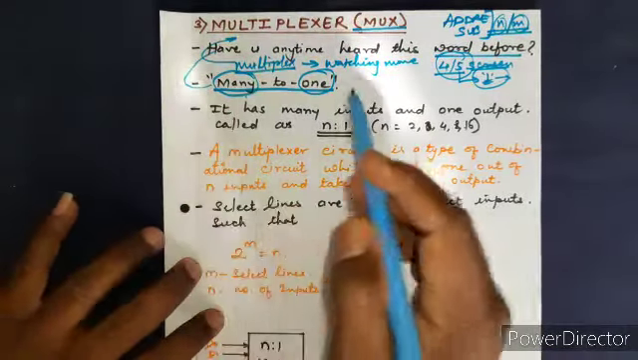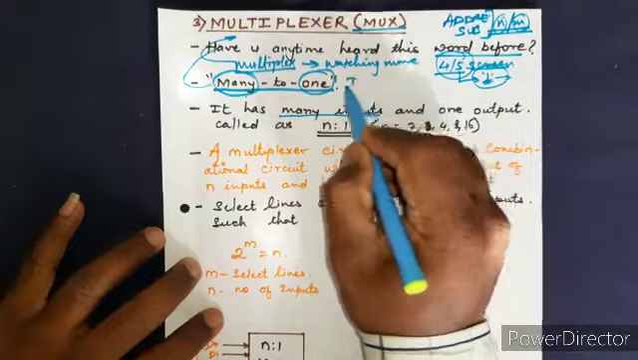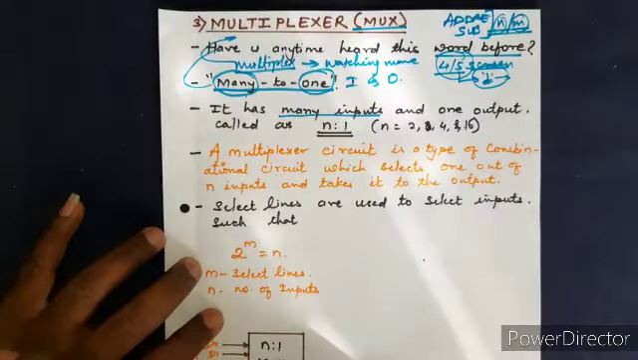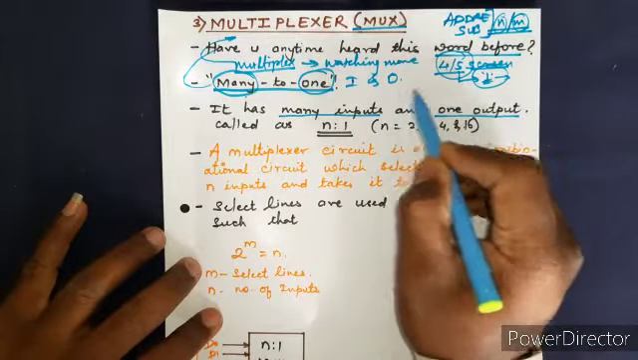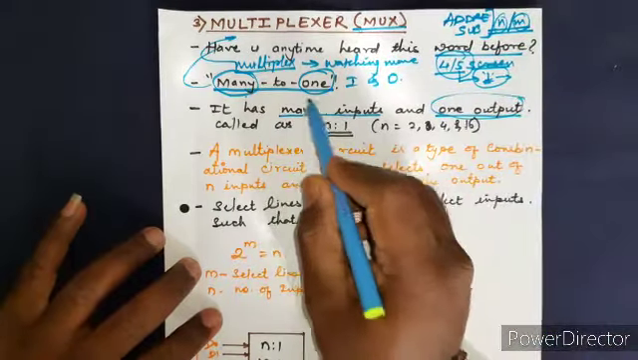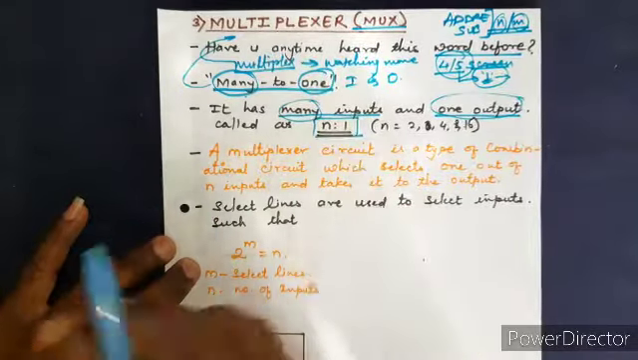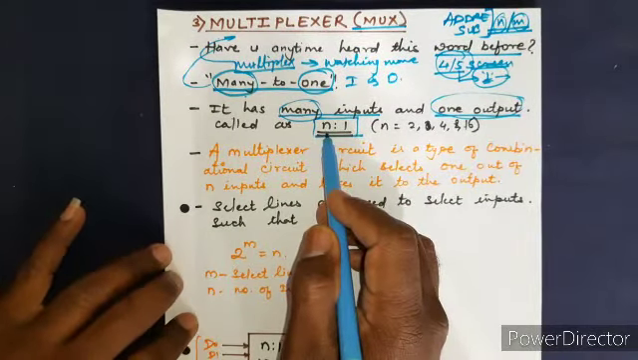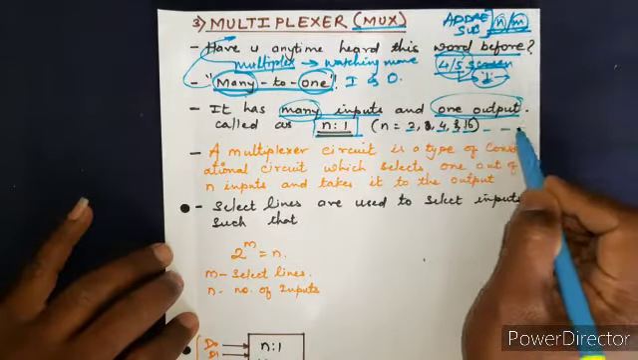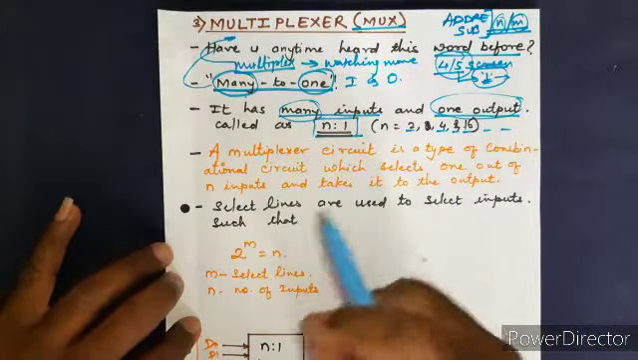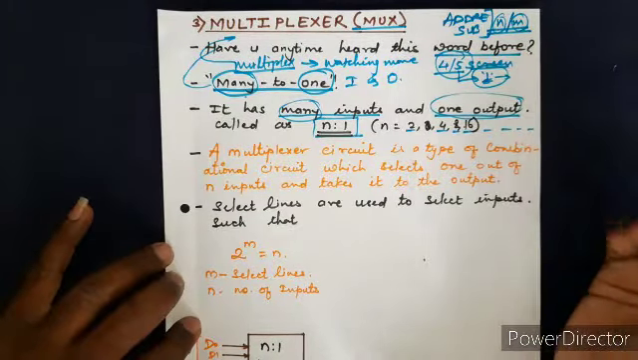Okay, it has many inputs. Now here many to one means many inputs and one output. This MUX always has one output, and it can have many inputs, which is called n:1, where n is the number of inputs. Okay, and those inputs can be 2, 4, 8, 16, 32, 64, and so on. As the complexity of the circuit increases, this number goes on increasing, or depending on the requirements.